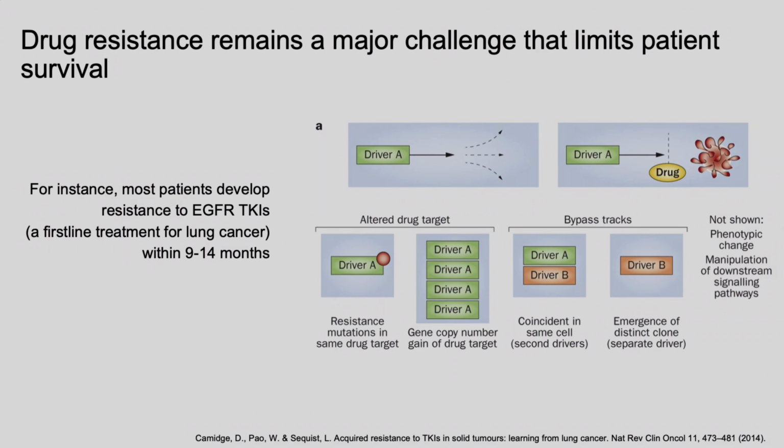So for instance, the original driver can develop additional mutations or alterations that allow it to escape the drug. Or it could have a change in expression or amplification that allows it to escape the drug. There's also interactions between different genes that modulate function and allow drug escape.